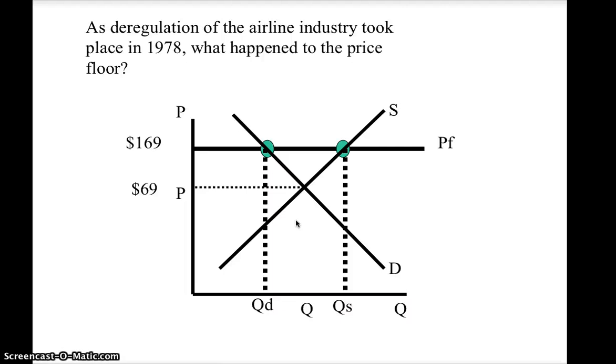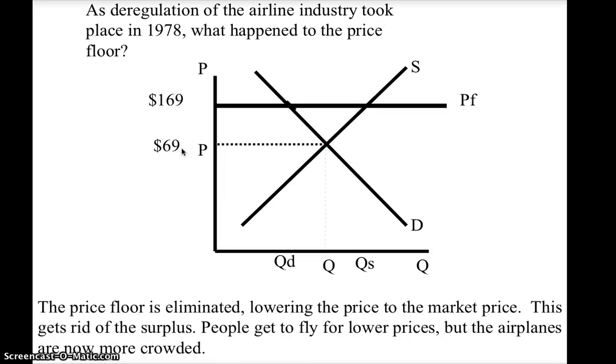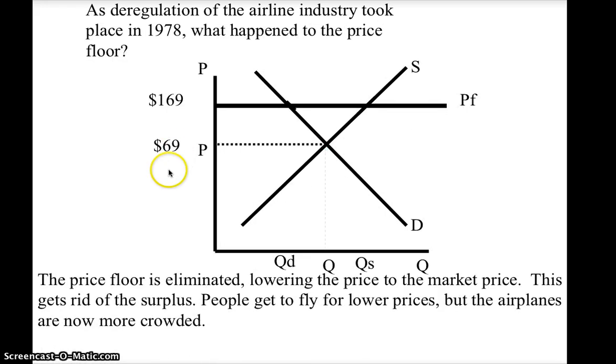Deregulation hit the airline industry in 1978. What do you think happened to the price floor? So again, here's some good economic vocabulary. $169 is a regulation by the Civil Aeronautics Board. They are setting that price. So what happens when you deregulate? You take away those regulations. Well, the price floor is eliminated, which lowers the price to the market price. So let's take away that price floor.